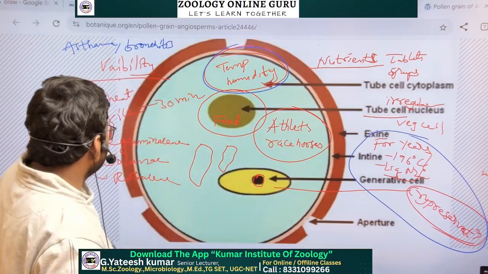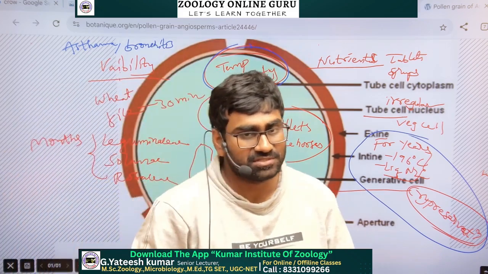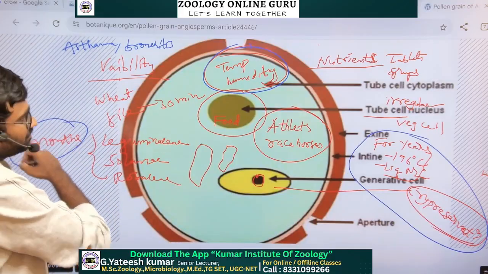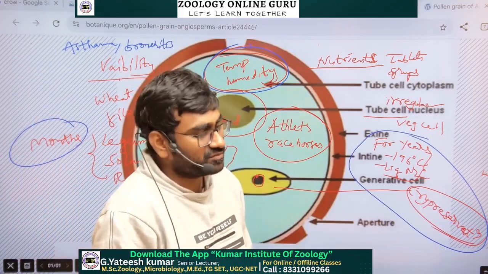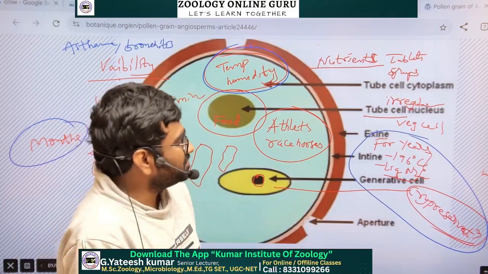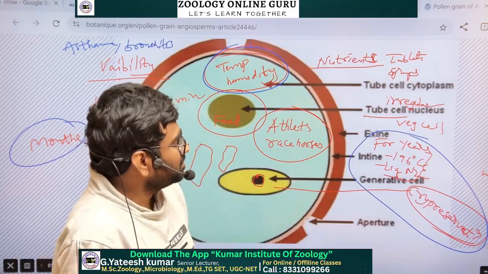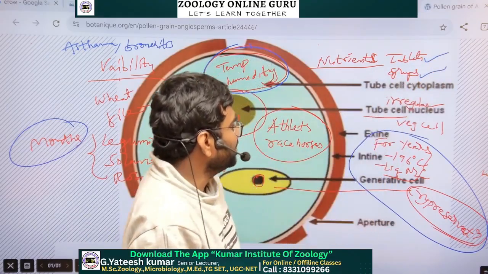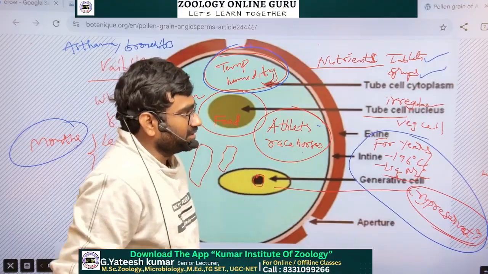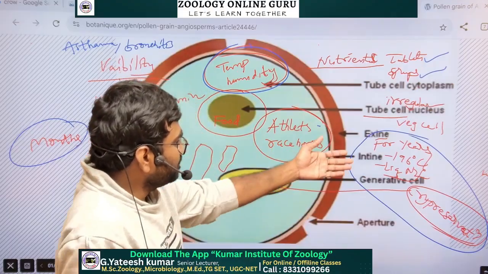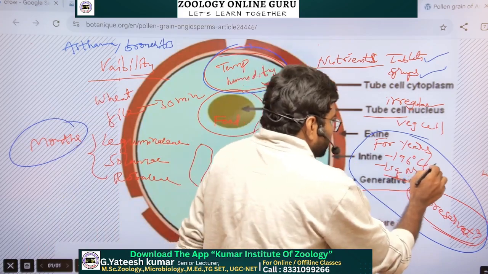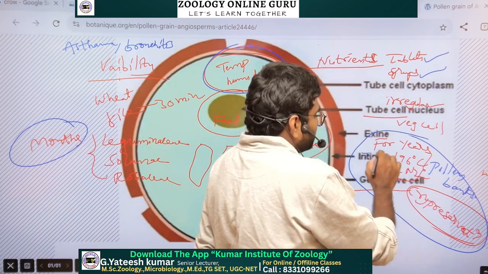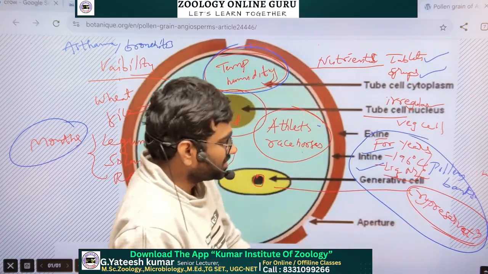Temperature and humidity. And in other members like Leguminosae, Solanaceae, Rosaceae, the viability period is for months, and they can be used as food supplements. They are rich in nutrients, so they can be taken in the form of tablets and syrups. So they increase the performance of athletes and race horses, right? And the pollen grains can be stored in pollen banks, and the temperature is minus 196. The chemical is liquid nitrogen, and the method is cryopreservation.